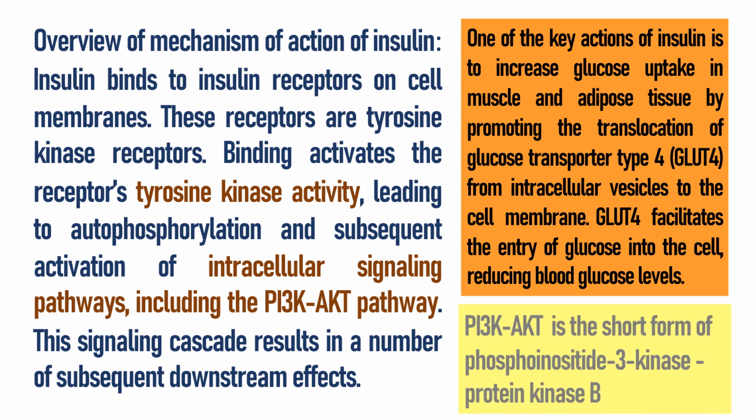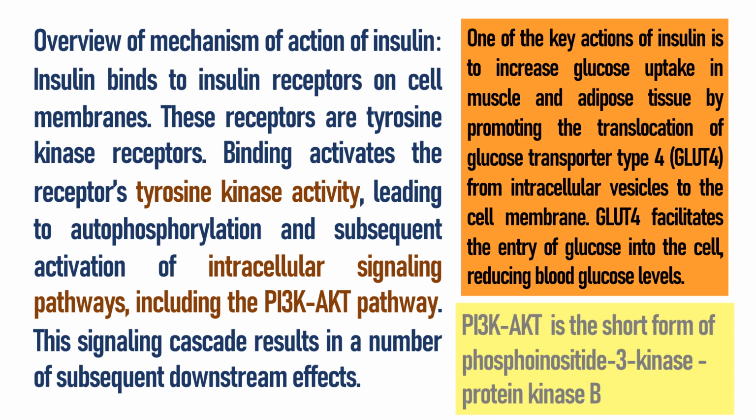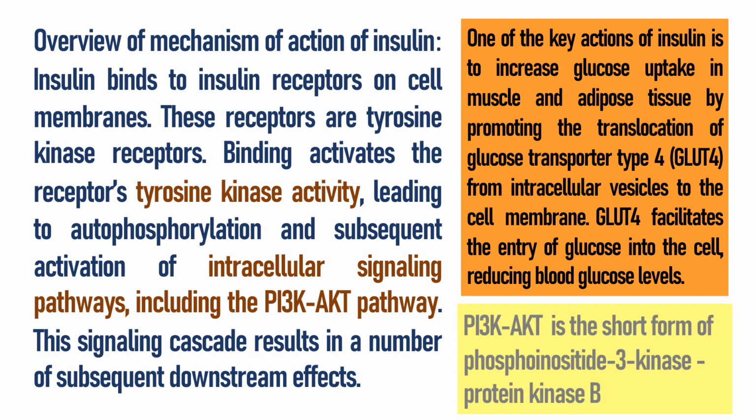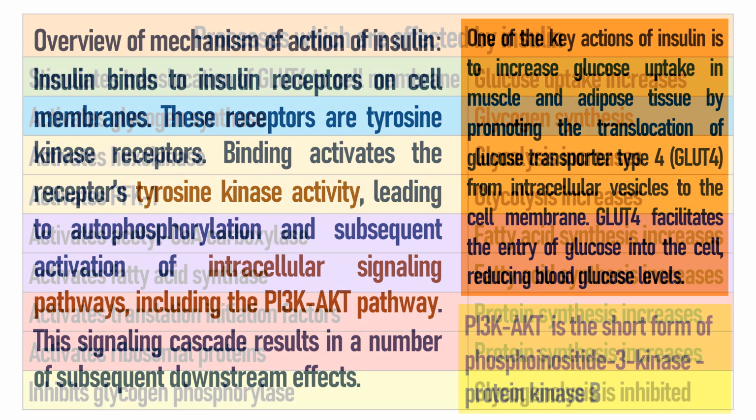This signaling cascade results in a number of subsequent downstream effects. One of the key actions of insulin is to increase glucose uptake in muscle and adipose tissue by promoting the translocation of glucose transporter type 4 from intracellular vesicles to the cell membrane. Glucose transporter type 4 facilitates the entry of glucose into the cell, reducing blood glucose levels.